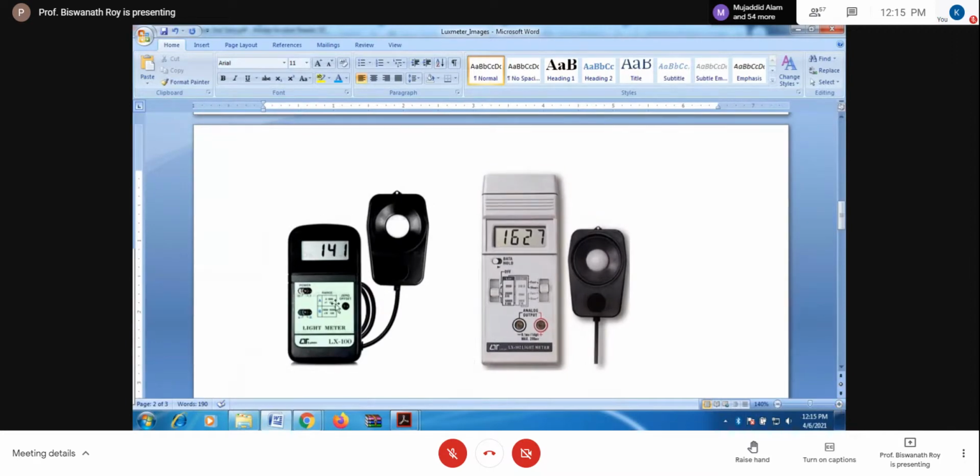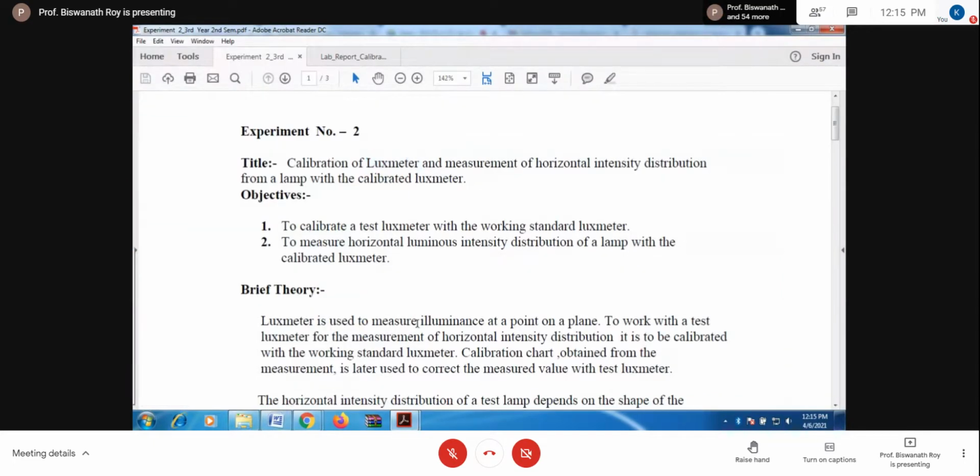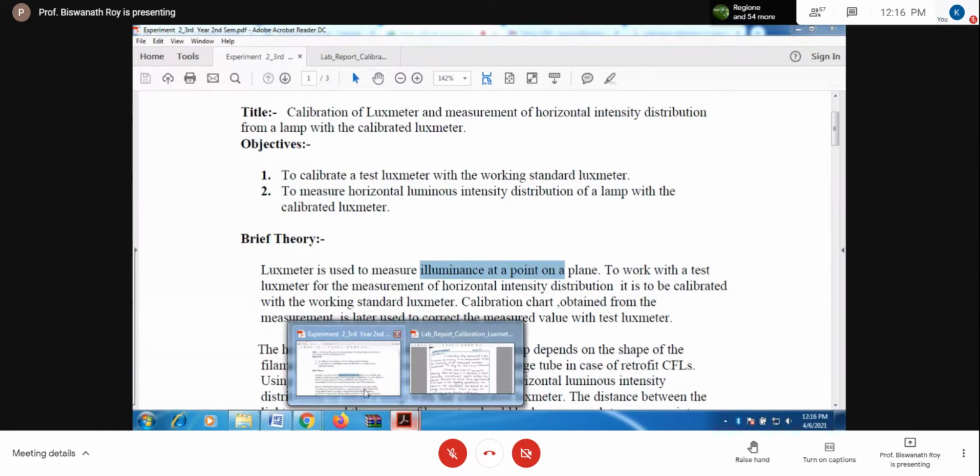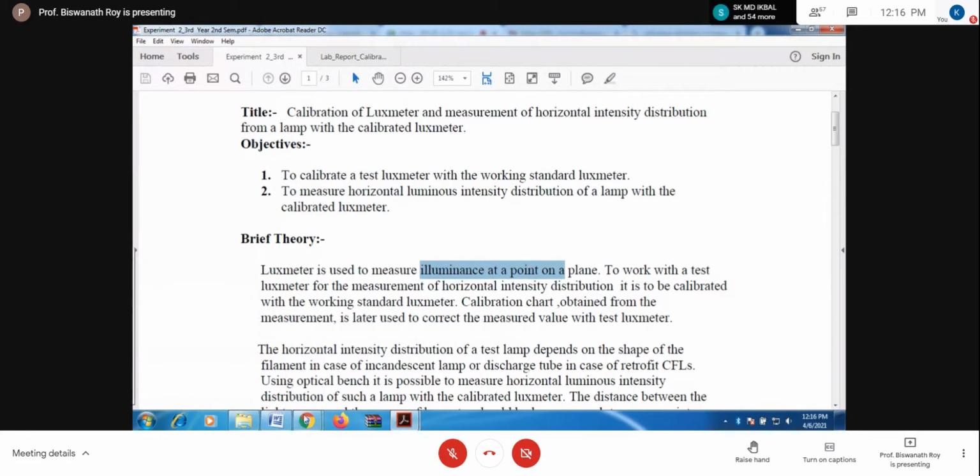So this digital lux meter actually measures the incident light. A lux meter is used to measure illuminance at a point. So what is illuminance? Illuminance is the incident luminous flux density per unit area. That is the lux meter, right?